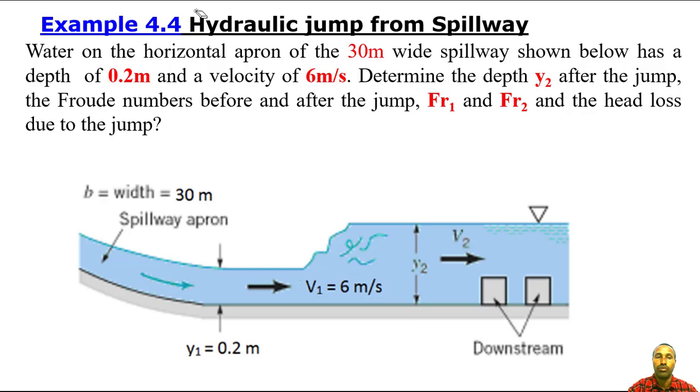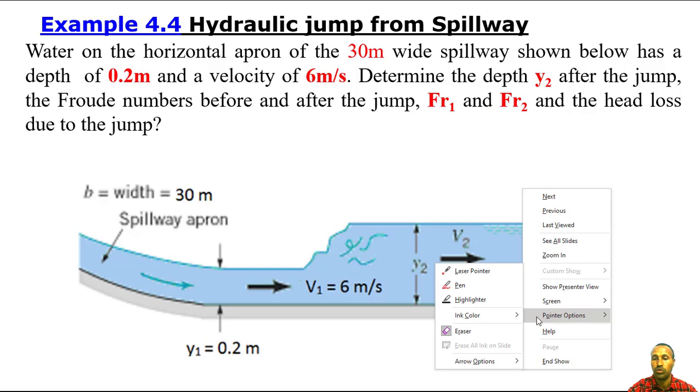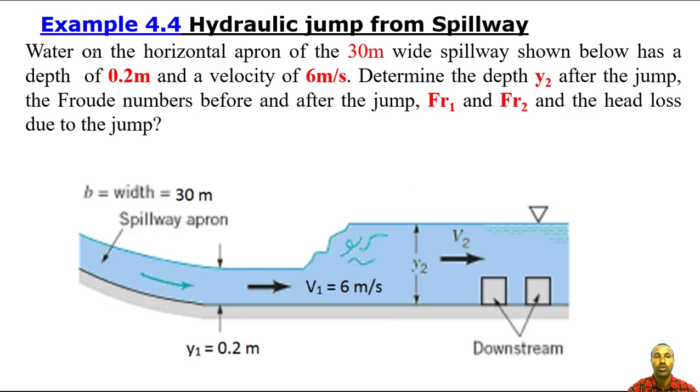So example 4.4 is just a hydraulic jump from a spillway. Let's see now what will happen from the spillway. Water on the horizontal apron of a 30 meter wide spillway shown below has a depth of 0.2 meter before the jump, with a velocity of 6 meters per second. Determine the depth y2 after the jump.